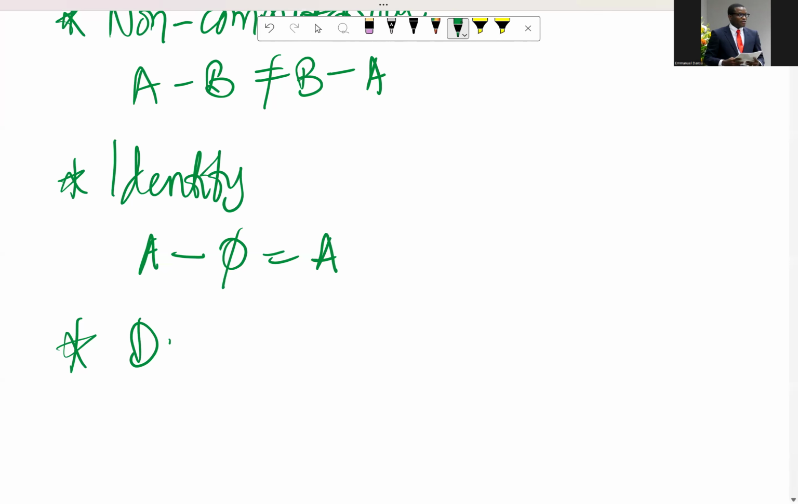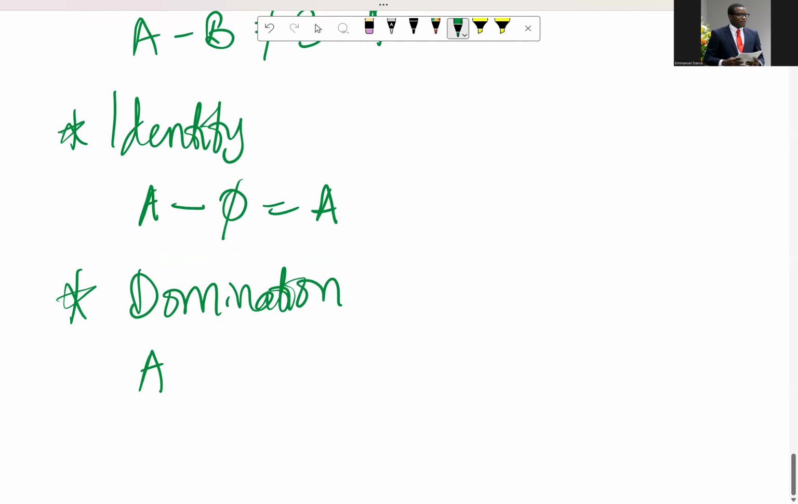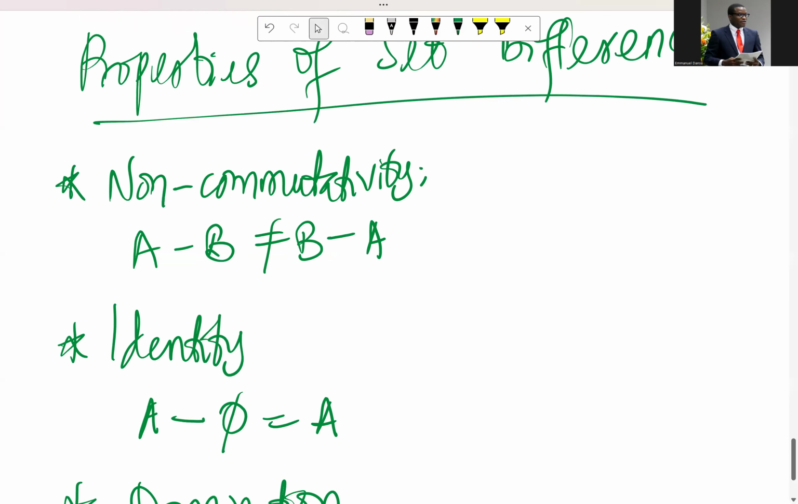Then we have the idea of domination. For domination, A minus A is an empty set. So if you remove A from itself, it's empty. It's more like saying 3 minus 3, you get 0. These are the properties of set difference.